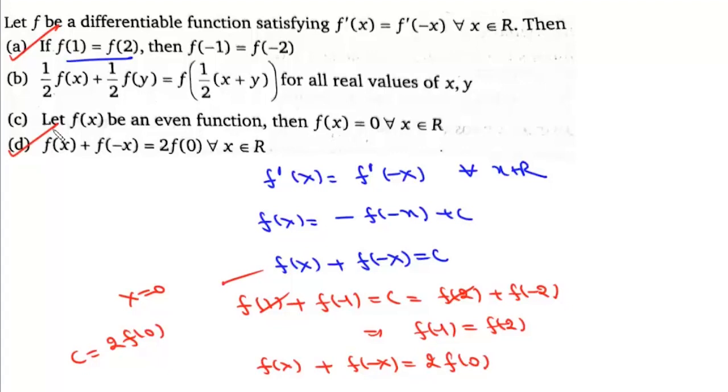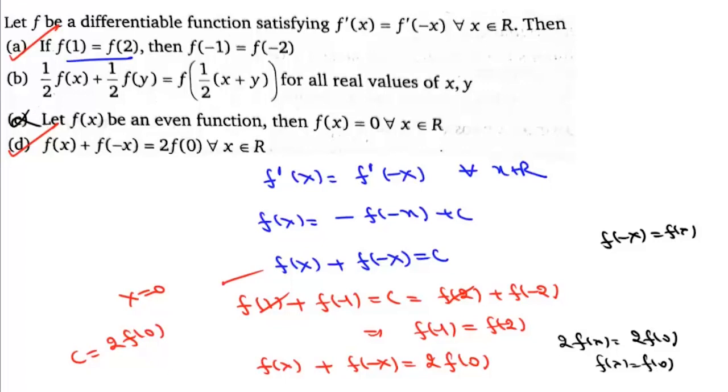Now if we look at this option B, we are given 1 by 2 f(x) plus 1 by 2 f(y) is equal to f of (x plus y) by 2. Now if we look at this option C, it says let f(x) be an even function. If it is even, then f(-x) is equal to f(x). So in that case, it will be 2 times f(x) and it will be equal to 2 times f(0). So from here, we'll get the condition that f(x) equals f(0), and this f(0) may be 0 and it may not be 0. So this C is not necessarily true.